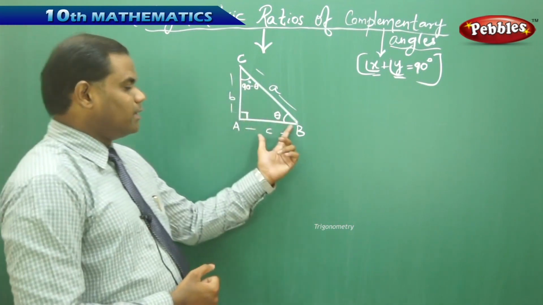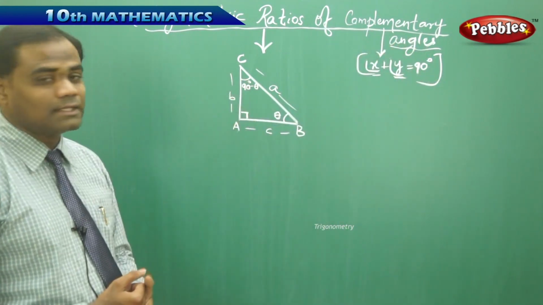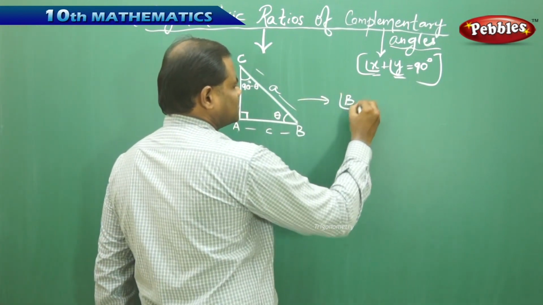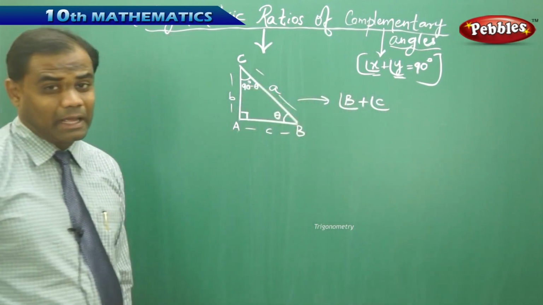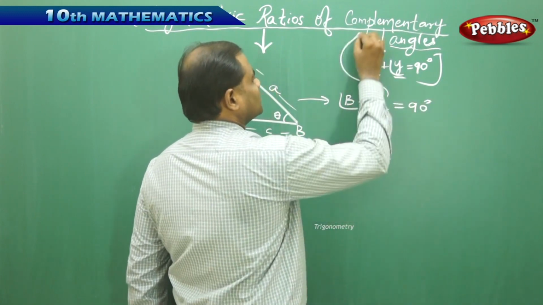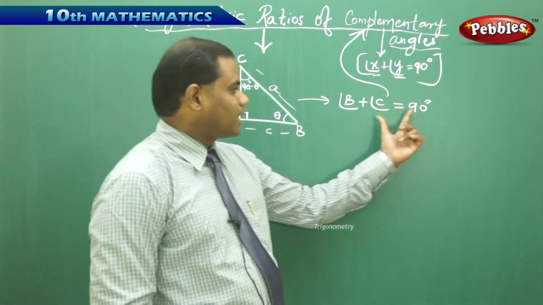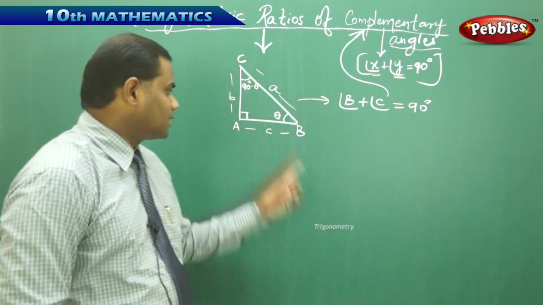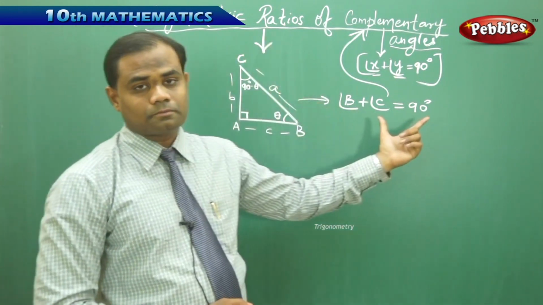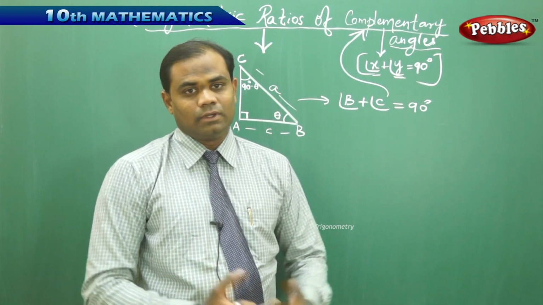Now this is what makes the definition of complementary angles, because when I sum up angle B plus angle C, I get 90 degrees. In the triangle ABC, I clearly see that the sum of angle B plus angle C is 90 degrees, and hence this property is nothing but the complementary angle property. Using this property of a right angle triangle with angle B plus angle C equal to 90 degrees, we are going to connect the trigonometric ratios with the property of complementary angles. So let's see how it is possible.